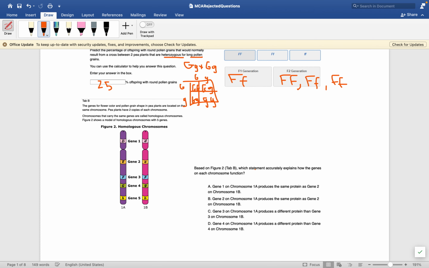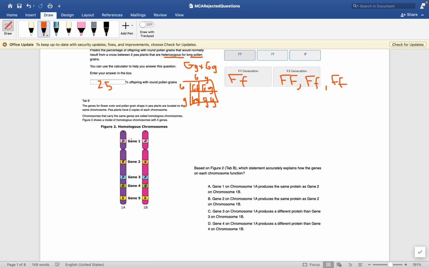Based on the figure, which statement accurately explains how the genes on each chromosome function? All right, so let's go through these statements. Gene 1 on chromosome 1A produces the same protein as gene 2 on chromosome 1B. Right there, wrong.